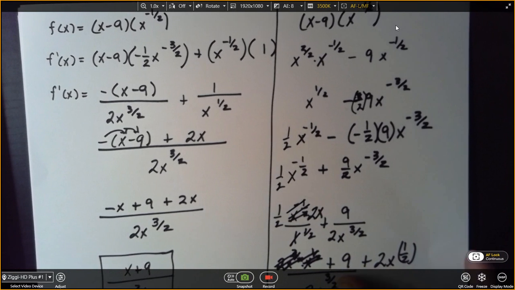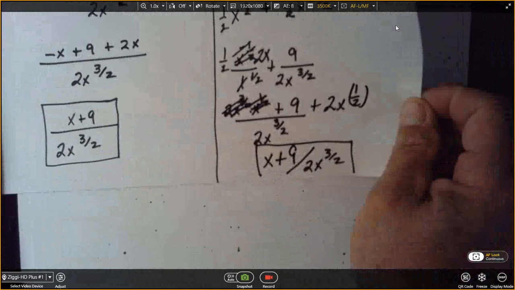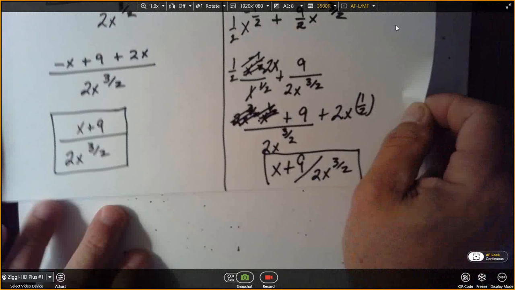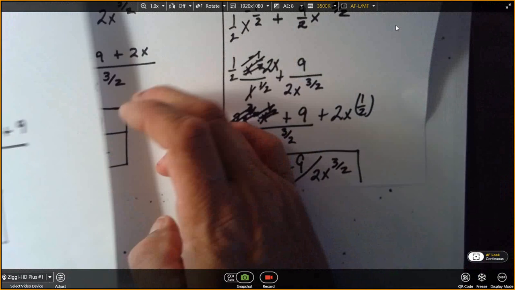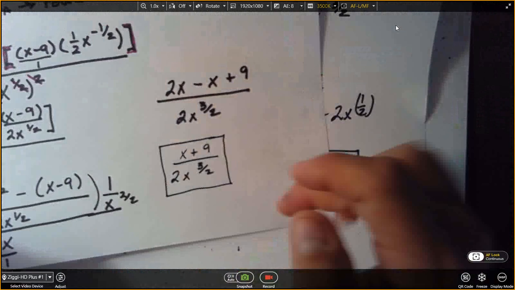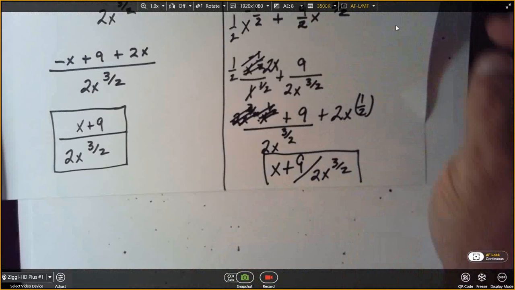Okay, so of course you see that you get the same answer 3 different ways. There's the same answer as that, which is the same answer as that right there. Okay, so that's how you do x minus 9 over the square root of x. Hope that helps.